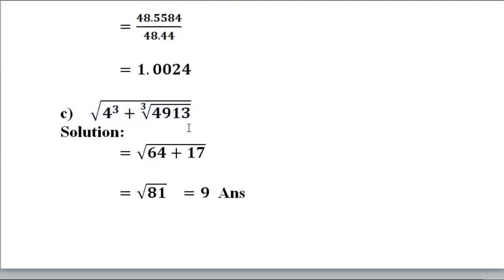Our first step towards the solution is to find the cube of 4, which is 64. Then find the cube root of 4913, which is 17. Next, I will add the numbers 64 and 17. Their sum is 81. Since 81 is a perfect square number, therefore square root of 81 is 9. That's our final answer.